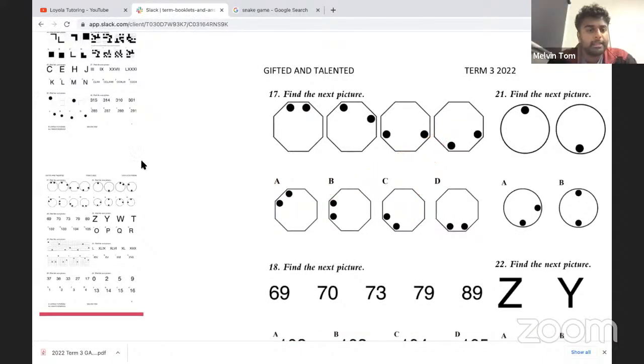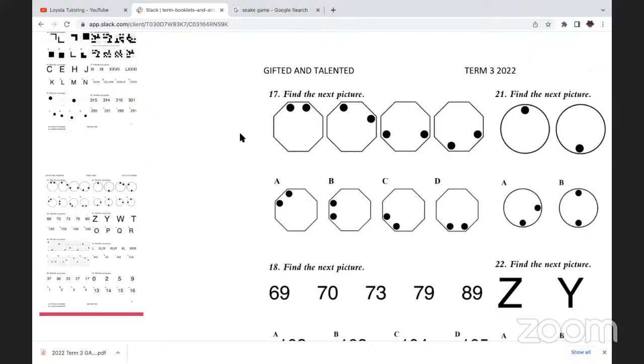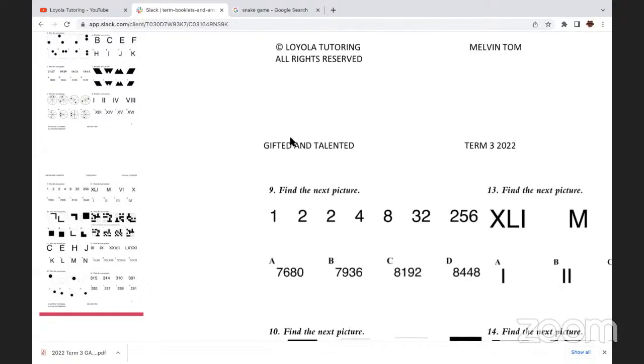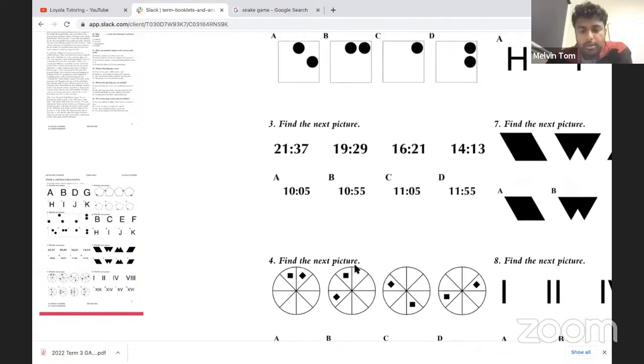Okay. Next, Armin, can you explain week 2, question 3? Okay, let's do question 3. So question 3, basically what you do is you split the hours and the minutes separately. The hours is going from 29 to 19. So it's going -2, then -3, then -2, then 14 minus 3 is 11.